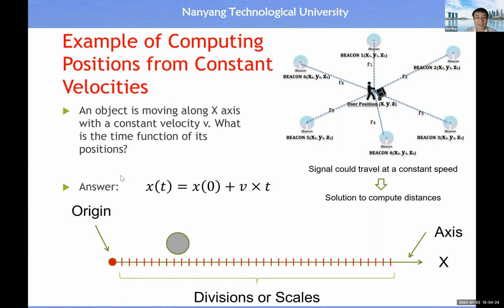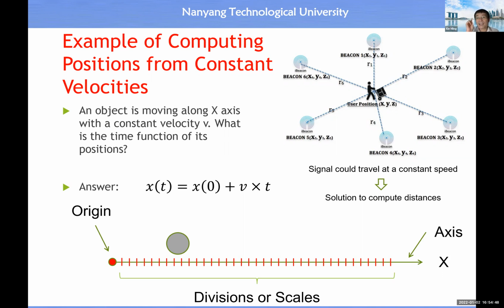Straightforward. x(t) equals the initial position plus the increment of position due to constant velocity. So it's v times t. This is a very simple equation. Immediately you know that once we know v, we can calculate position at any point of time. So that is straightforward.